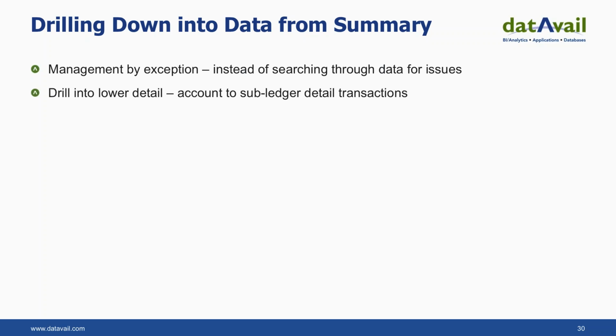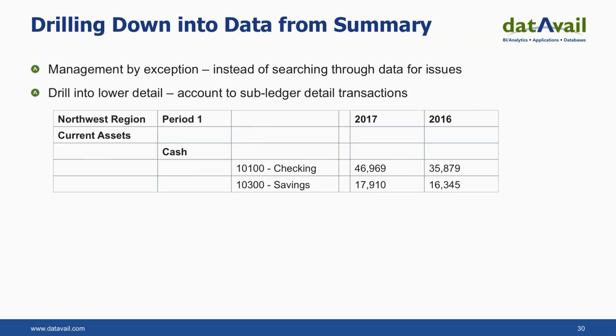Also, drilling into lower level detail is very important, especially as we talk to some of our customers in the financial FP&A area of the organization. Just the ability to drill from account into subledger detail transaction events is very important. Just to illustrate an example here, if we're looking at a P&L, a profit and loss statement, and we're looking at a cash account, well, maybe we're looking at this P&L broken down by a slice of a territory, looking at one of the hierarchies in the org point of view dimension, and we're looking at the Northwest region for the first period of the year for 2017 and 2016, but we see an increase in 2017 for one of the sub accounts.